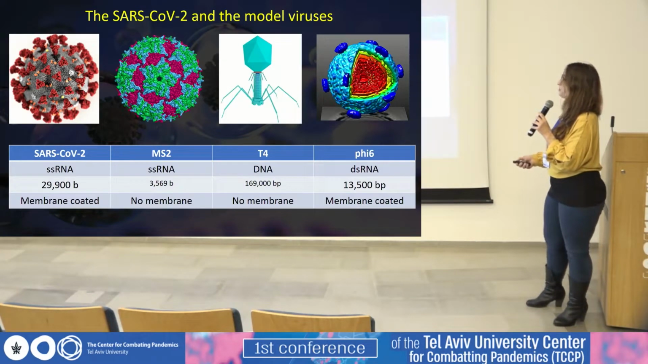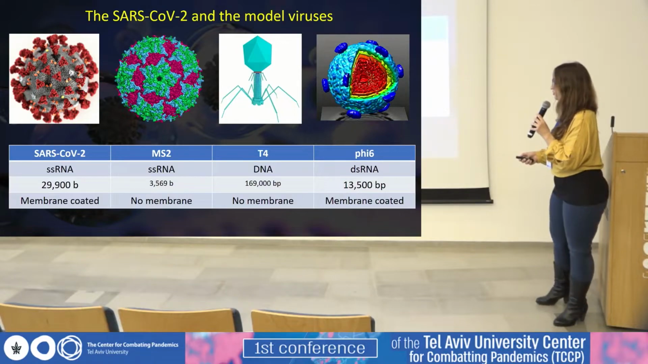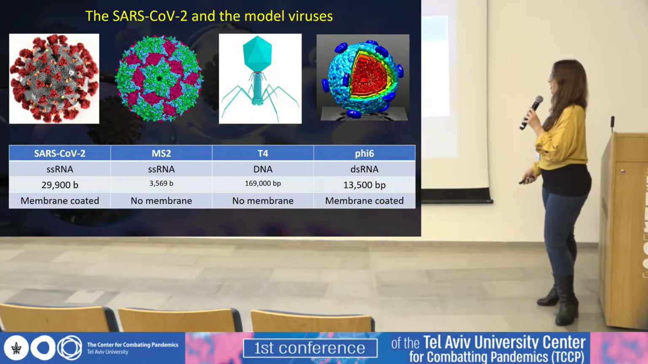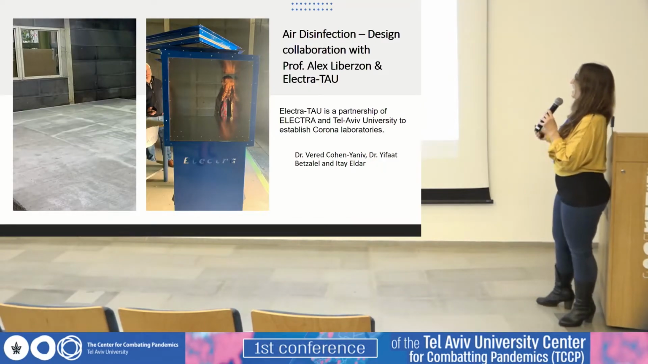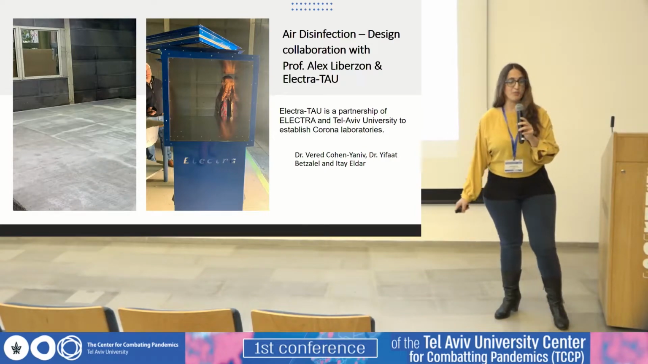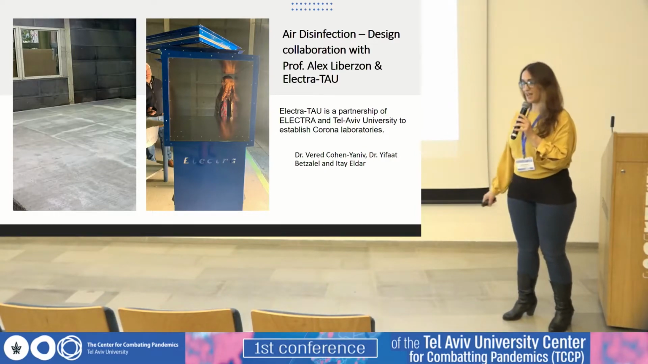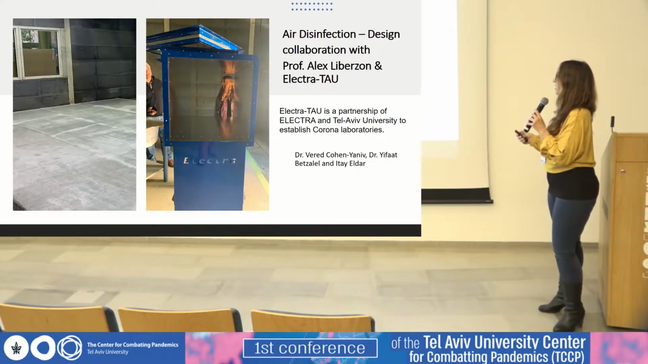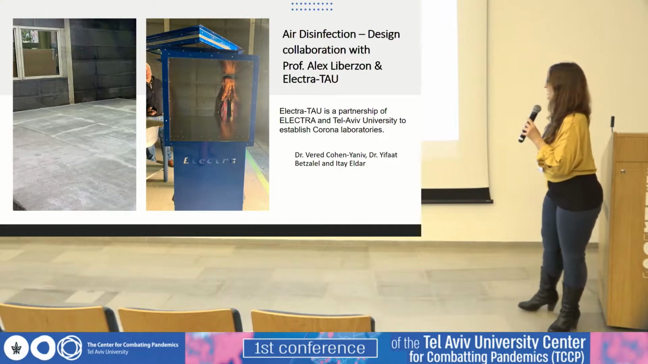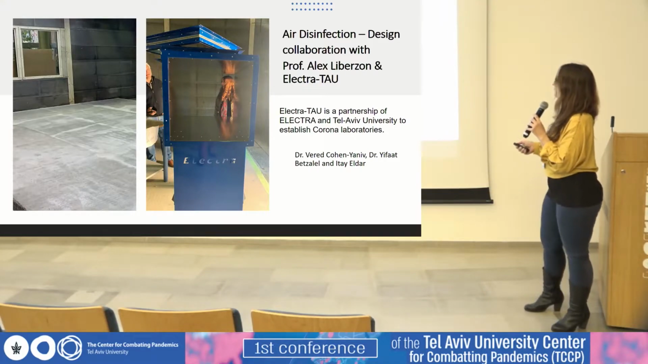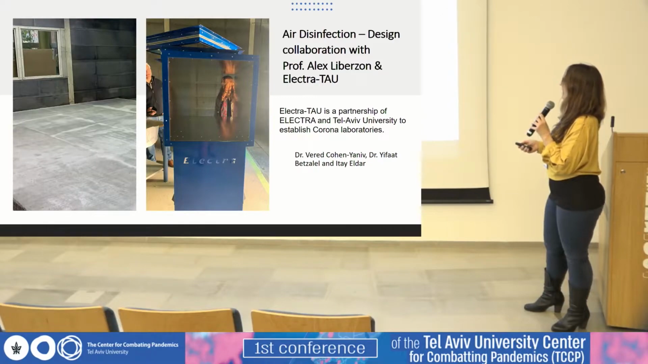And the different model viruses that could be used instead of the SARS-CoV-2 virus is, for example, the MS2 virus, which is also a single-stranded RNA virus that is non-pathogenic, and it's a bacteriophage. So what we did, we combined together a project with Electra, called the Electra-Tau partnership, to establish corona laboratories. We submitted a proposal on designing disinfection systems through air ducts. This is a project that is done together with Professor Alex Lieberson.